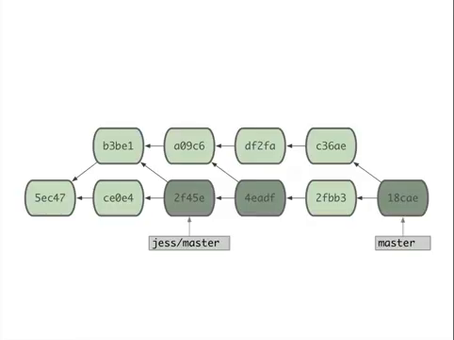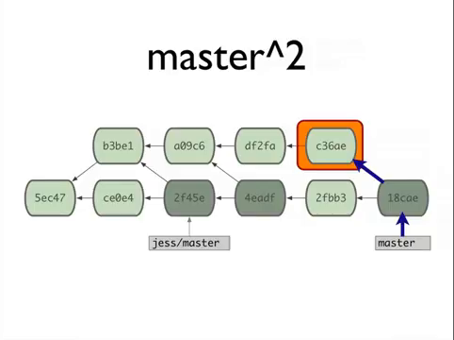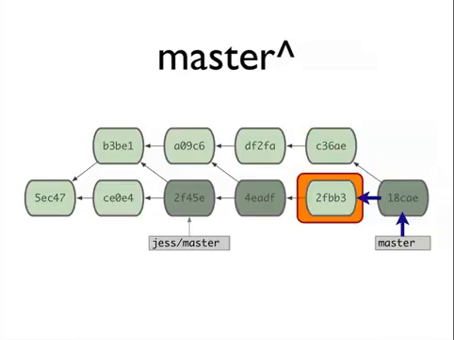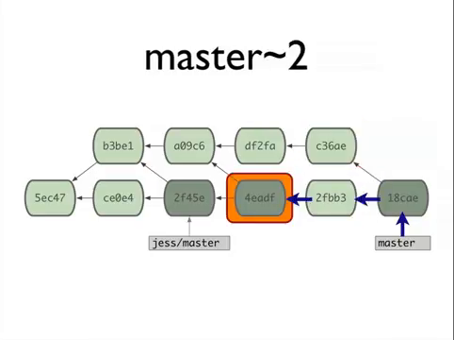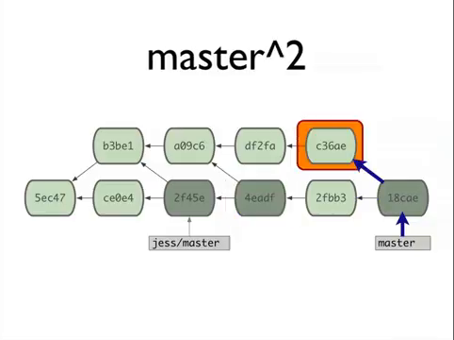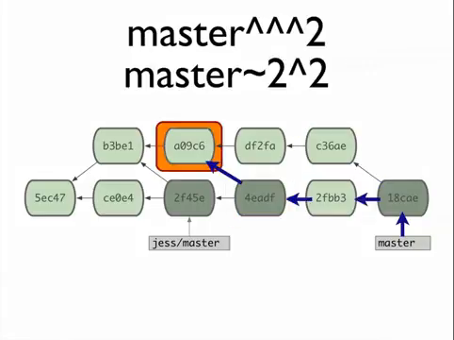So here's a couple of examples of what that actually means. Master caret, I'm sorry, I did the same thing in my actual talk here. Master caret will tell you the parent of the object that you're pointing at. So if it's master, it'll be the parent of the master. The caret 2 will be the second parent. Okay, so there's a first parent, there's a second parent. So if it's a merge, you can refer to either of them. Now, the difference between caret 2 and tilde 2 is that this is caret 2, this is tilde 2. Okay, it's a parent of the parent rather than the second parent.